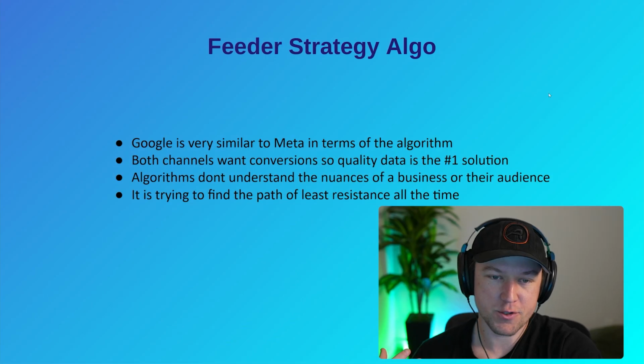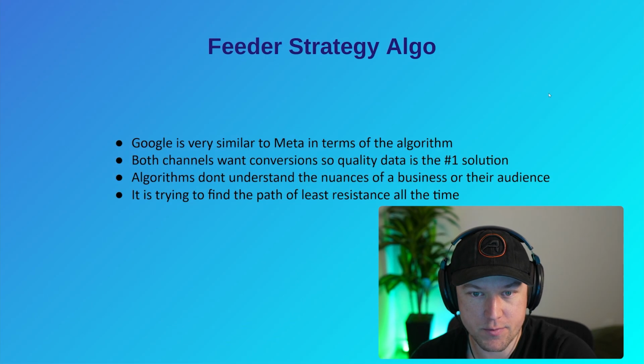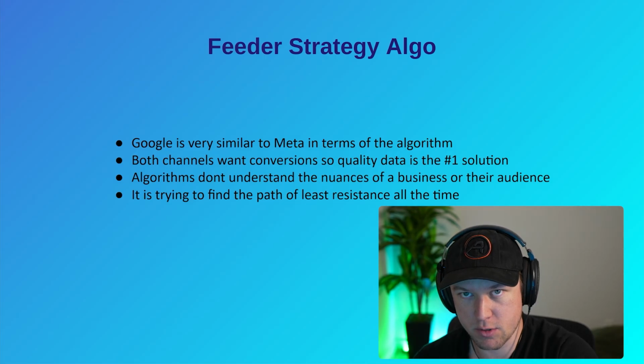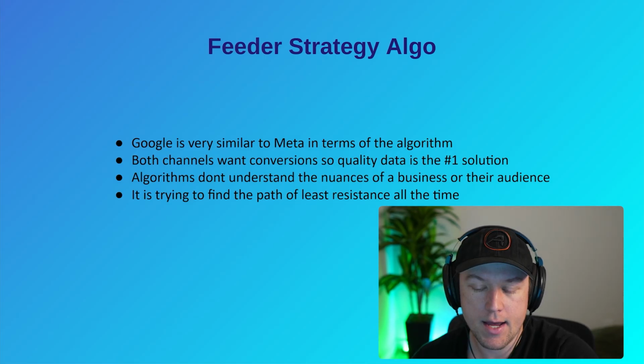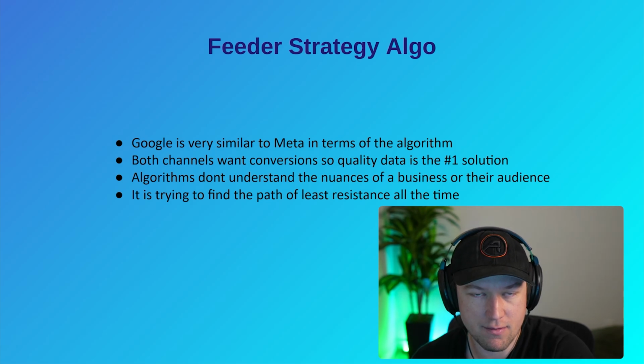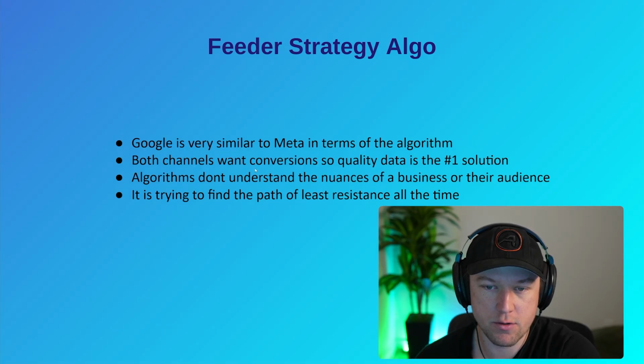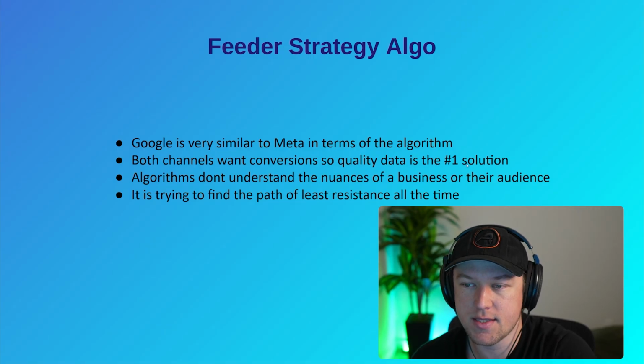So the feeder strategy in terms of the algorithm is solving a couple problems. Google is obviously very similar to Meta, so this is going to apply to both. The algorithm itself is trying to get the easiest thing to convert based on the event data that you give it, right? Both are trying to do that, and so they want to pretty much go after the easiest thing that it can get in the first place. So both channels want conversion, so quality data is the number one solution.